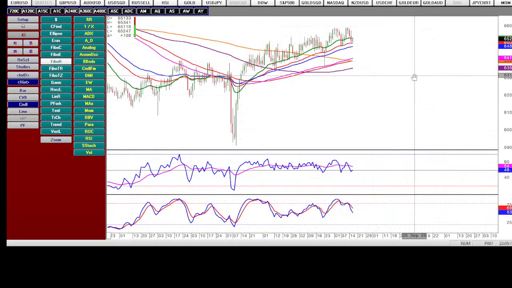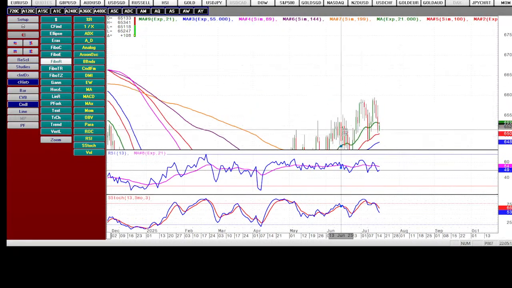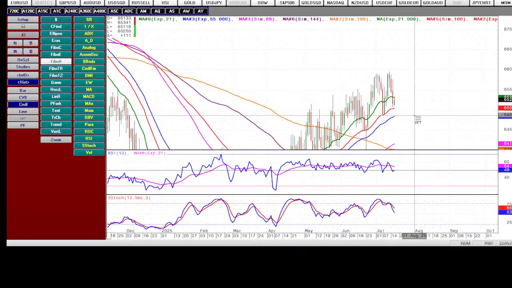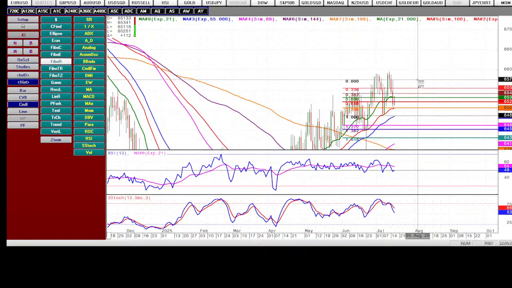So the daily is just turning down, and this is still consolidating. So the daily target should be around 64.85 or an extension of this level, which is 64 half. So that should be your maximum target for daily: 64 half, or 64.85, or somewhere in between.